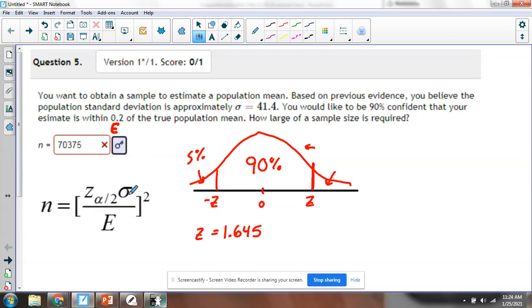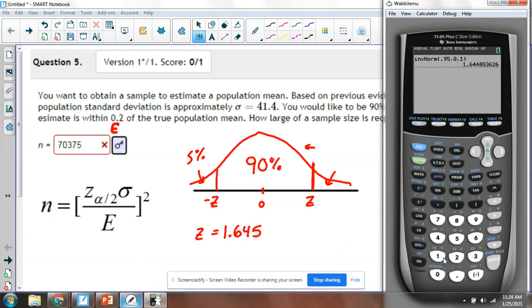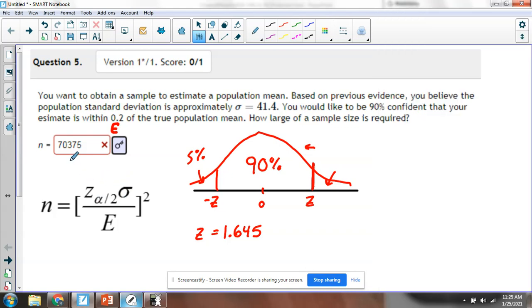So now I'm going to take that, multiply it by sigma, 1.645 times 41.4, divided by 0.2, my margin of error. And then this thing has to be squared. So we get 115950 point yada yada yada. In order to make sure our sample size is truly large enough, no matter what this decimal is, we're always going to round this up. So this is going to be 115951, because rounding up ensures that our sample size is in fact large enough.